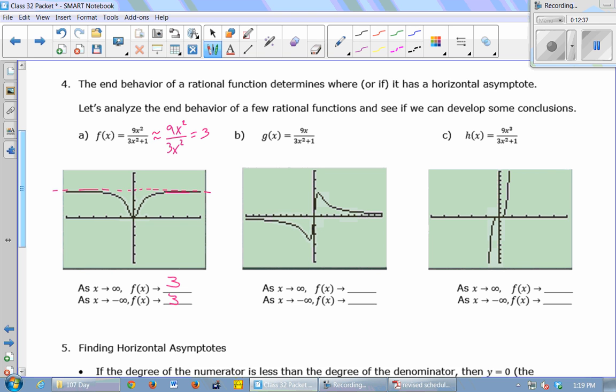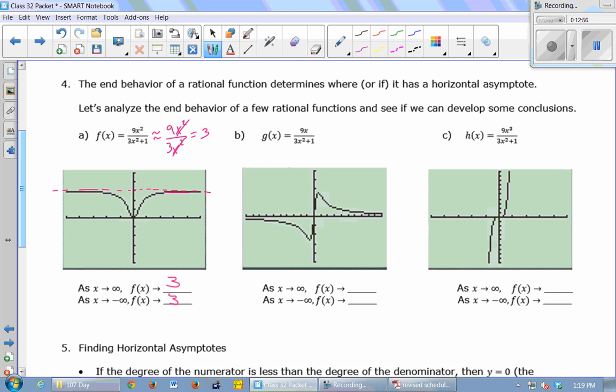All right, so what was special about this one is that the degree of the numerator and the degree of the denominator were the same. So I was able to just cancel all the x's, right? And all I was left with was the 9 over the 3. All right, let's look at this one where the degrees are not the same.